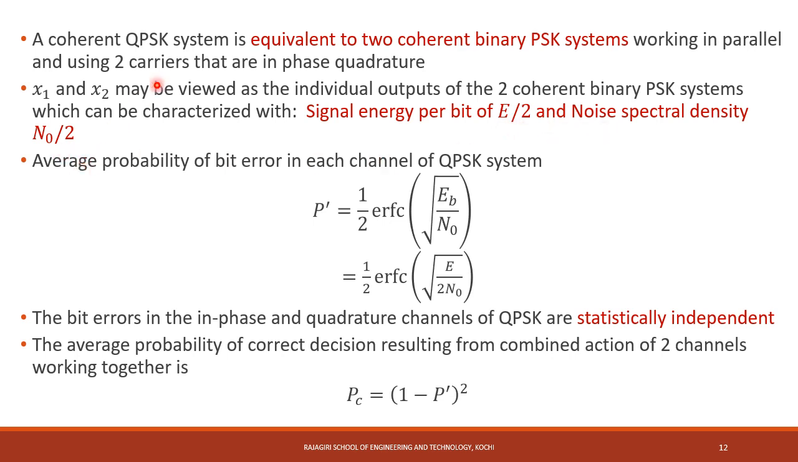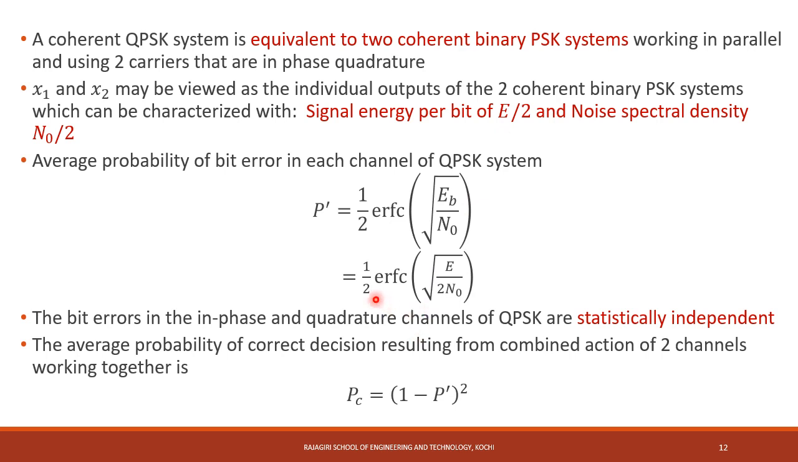Since the QPSK system is equivalent to two binary PSK systems, the average probability of bit error in each channel of the QPSK system is equal to the average probability of bit error in a BPSK system, that is, p dash equals 1 by 2 erfc of root of Eb by N0, where we know that Eb, the signal energy per bit, is E by 2.